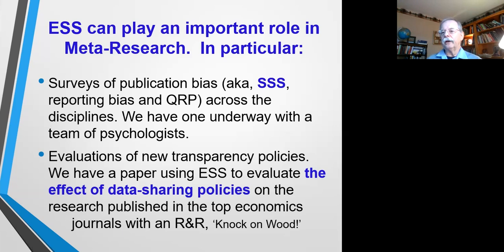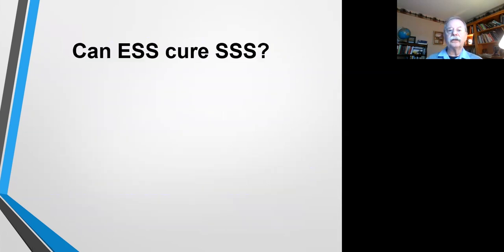We also can use this to evaluate some of these transparency policies to try to make our science a little bit better. We have a study, knock on wood, with an R&R, we're currently revising it with Krista Kouliagas, that evaluates mandatory data sharing policies at the top economic journals. And we show quite notable effects there from mandatory data sharing. Excess statistical significance is one of our outcome measures. Also just the t-values, how significant results are, is another outcome measure. Yeah, we just have to be hopeful.